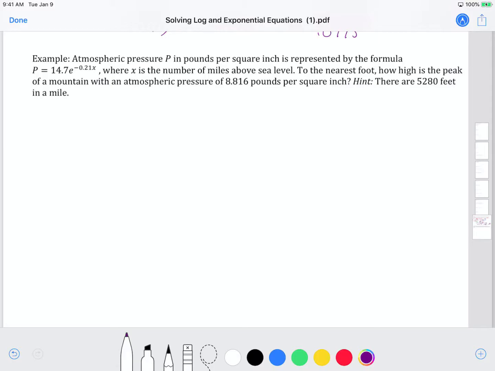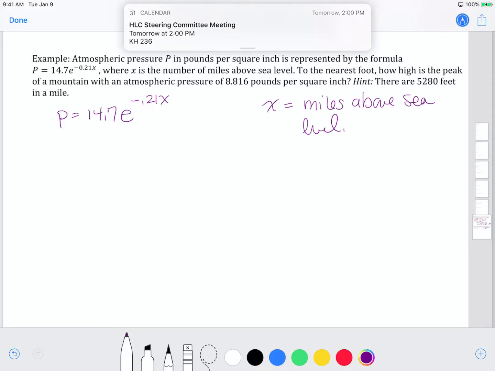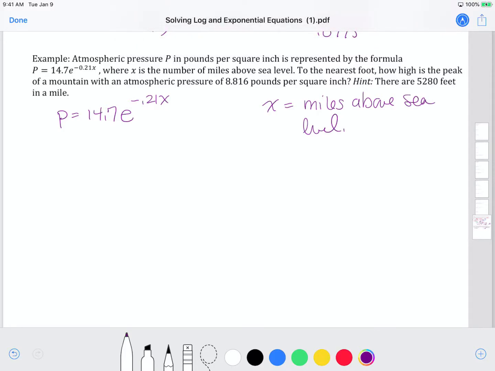The next example says atmospheric pressure P is in pounds per square inch and is represented by the formula P is equal to 14.7 e to the power of negative 0.21 x. And x is the number of miles above sea level. And let's also write down that P is in pounds per square inch.